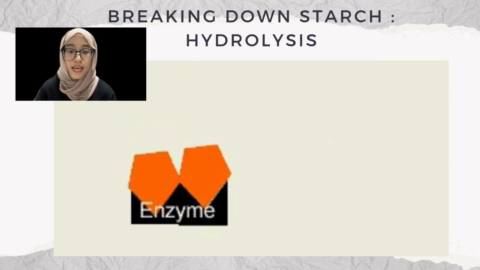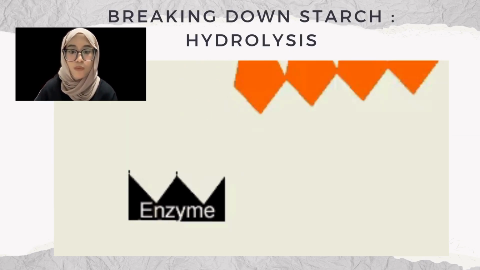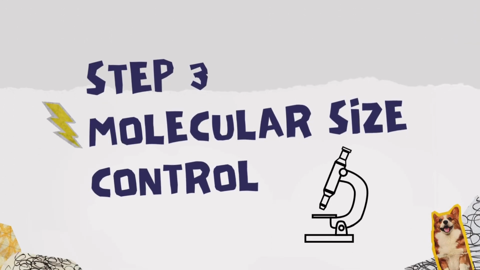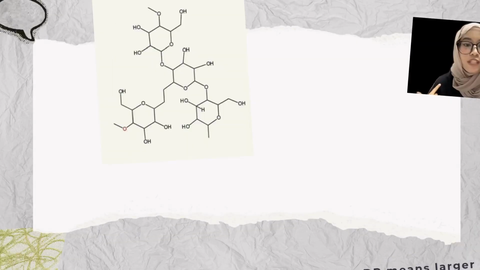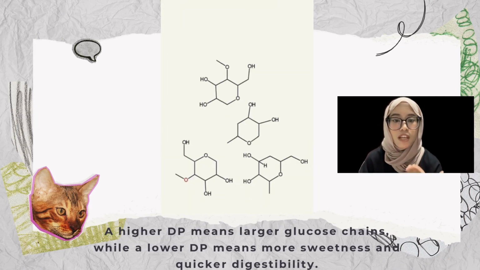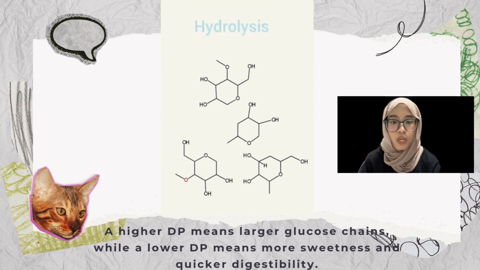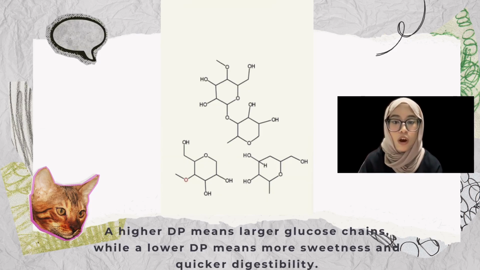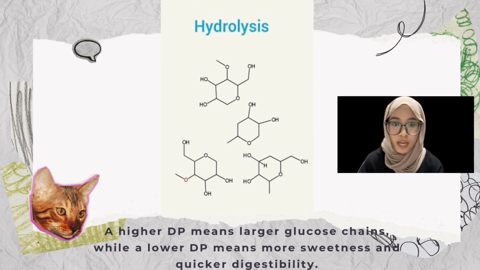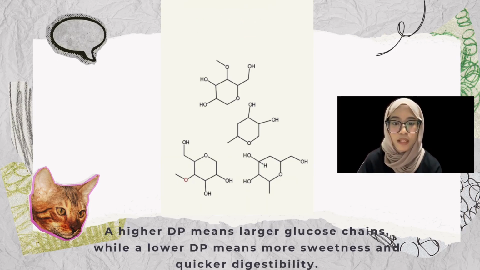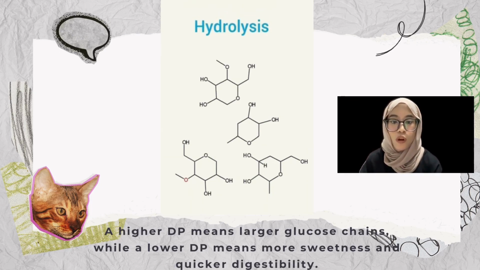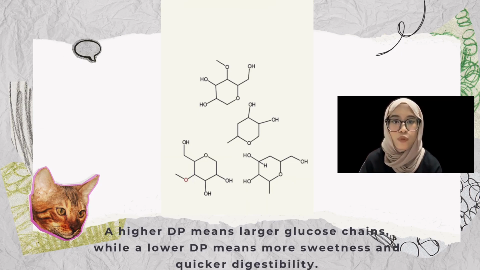The hydrolysis process is controlled to create smaller pieces, so the final product will have the right properties like taste and texture. Step 3. Molecular size control. During the hydrolysis process, we control how much the starch is broken down. This is important because we want the right molecular size for the maltodextrin. The smaller the pieces or chains of glucose, the sweeter and more easily digestible the maltodextrin becomes. So we want to make sure that the pieces are not too big or too small, so they have just the right size to be useful in food products.